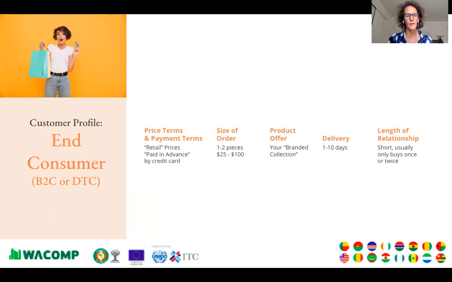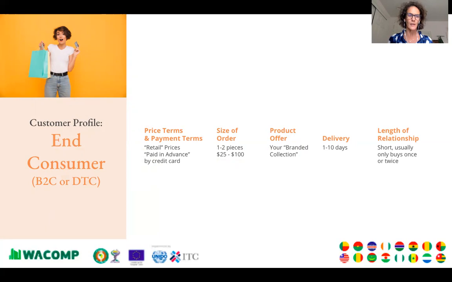They expect quick delivery, usually within 1 to 10 days, which means you need inventory on hand. So the product has to already be made, or in a warehouse close to them so that you can get it to them quickly. In terms of the length of the relationship, generally these customers will just buy from you once or twice. Sometimes you can develop a longer term relationship. So smaller orders, quick delivery, pay by credit card.